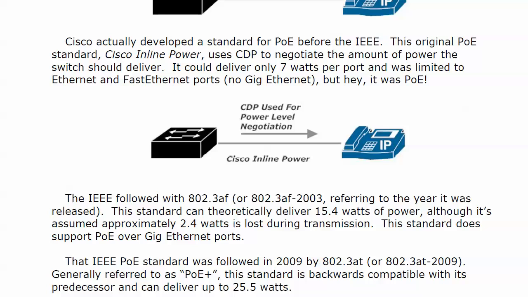That IEEE PoE standard was followed by another one in 2009, 802.3at, which again can have a -2009 on the end of it, but it's generally referred to as PoE+. Now, this standard is backwards compatible with 802.3af, and it can deliver up to 25.5 watts. So we're getting a little more power as we march on.